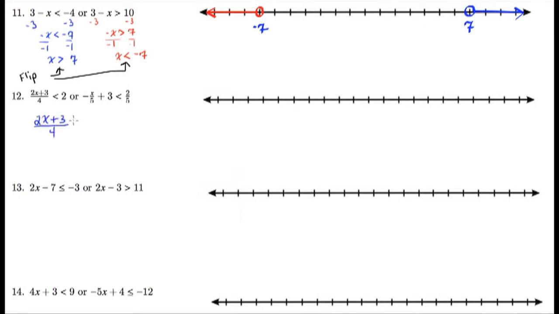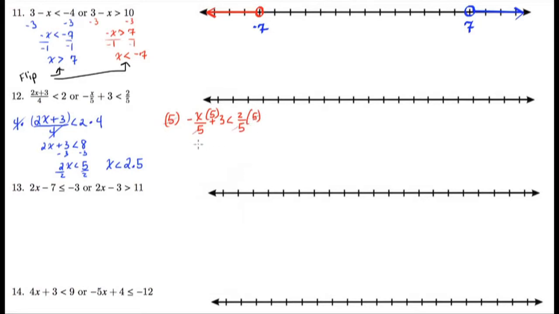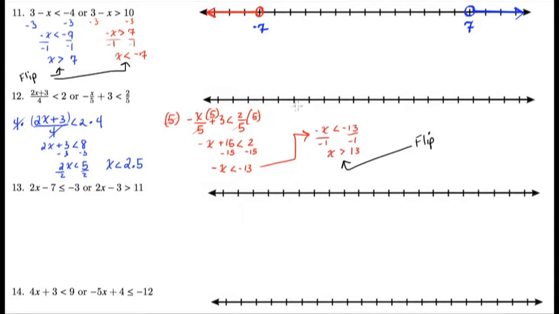In number 12, we get another fraction in here. And remember, we can always clear the fractions by multiplying both sides by, in this case, 4 on the left equation and on the right equation by 5. I'm going to speed this up so we can get to the last word problem. You can pause this anytime you need to.